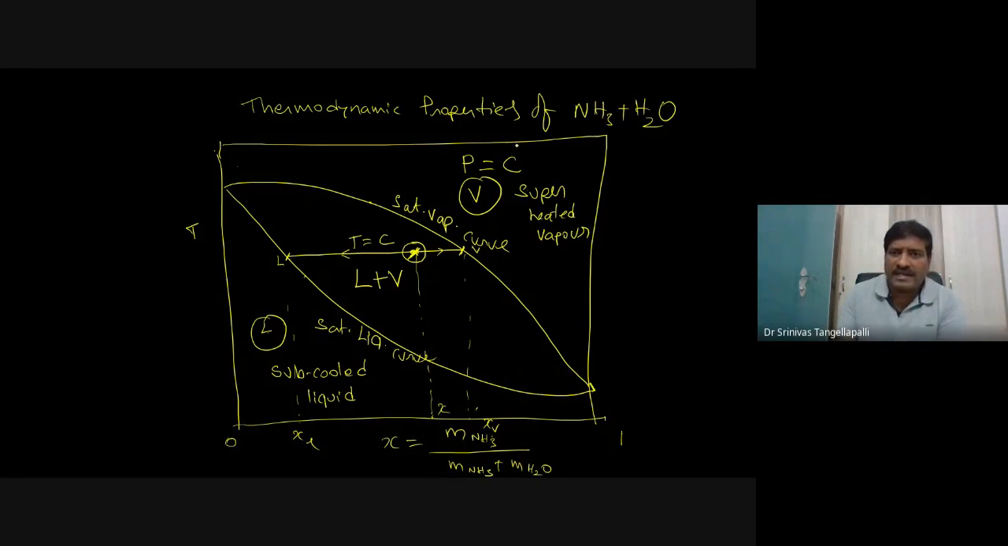Let me draw one more line, the vertical line here. Assume this is a heating process. Some heat has been added. What happens once we are heating at constant concentration, the mixture concentration is constant, and the temperature of the fluid is increasing. Let us say we are here, the working fluid temperature is increasing, and initially it is at subcooled temperature. So the temperature is increasing and reaching the saturated liquid state.